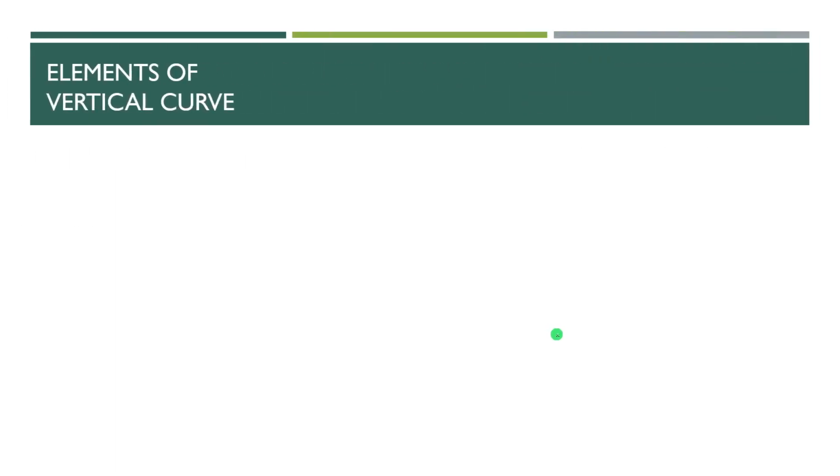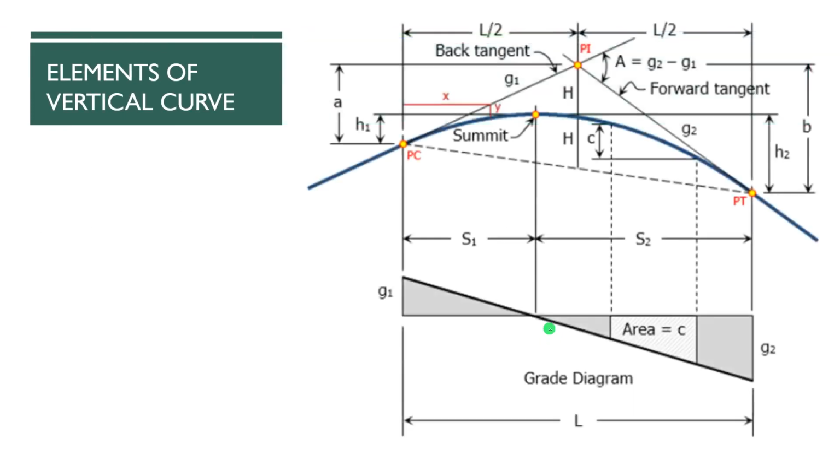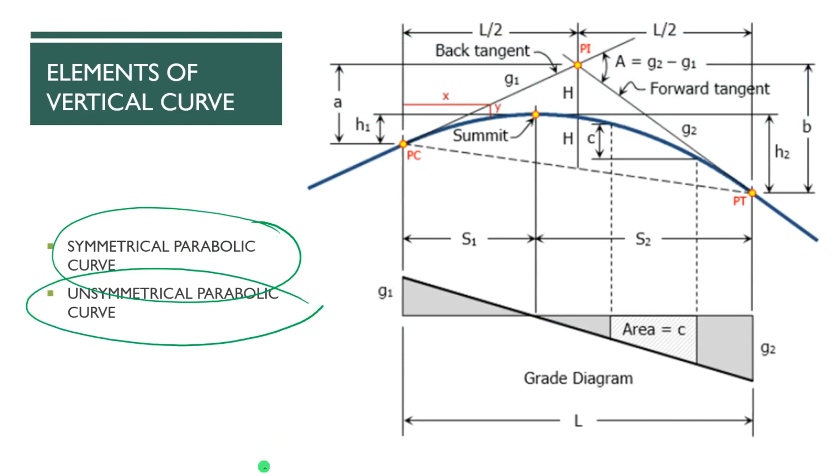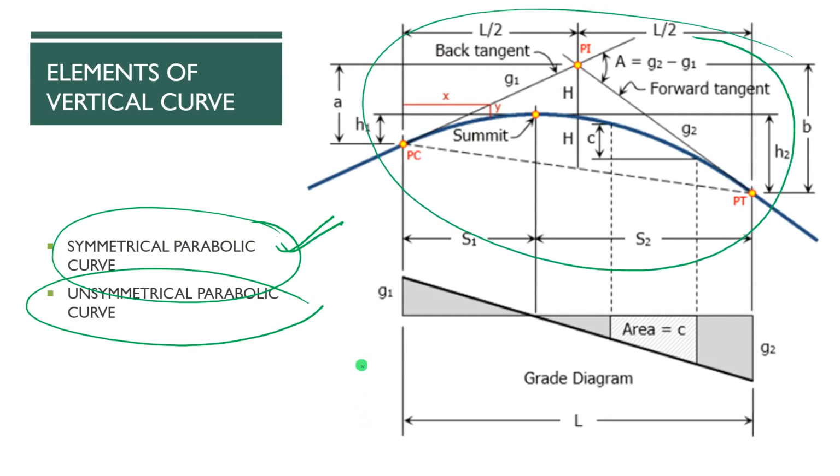So, what are the elements of a vertical curve? What are its parts? And what are the types of a vertical curve? We have the symmetrical parabolic curve and the unsymmetrical parabolic curve. Let's focus first on the symmetrical parabolic curve. Let's discuss all of these elements.